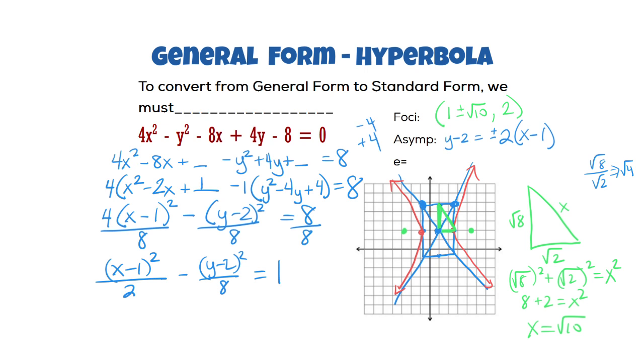Last thing, eccentricity is c over a. C is the distance to the focus. The distance to the focus was this distance, which was really the same as that hypotenuse that we went through all this work to find, right there, square root of 10. That's your C value. Your A value is how far out to the vertex, so to right there. That distance was square root of 2. So C over A, square root of 10 over the square root of 2, which is ultimately just going to end up being the square root of 5.